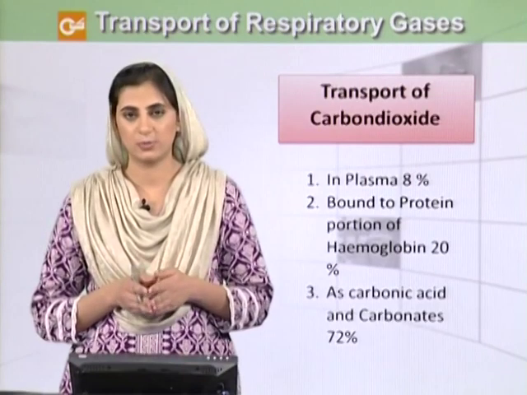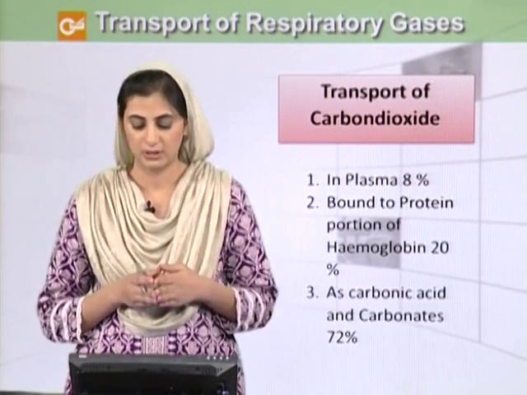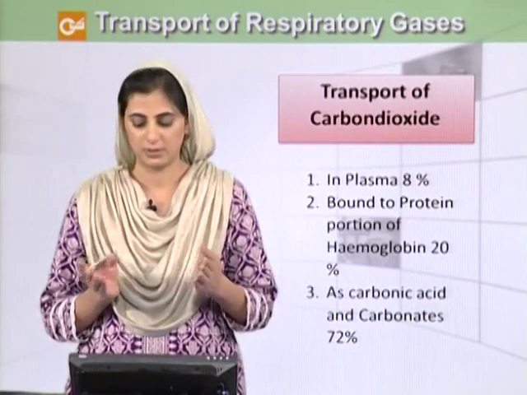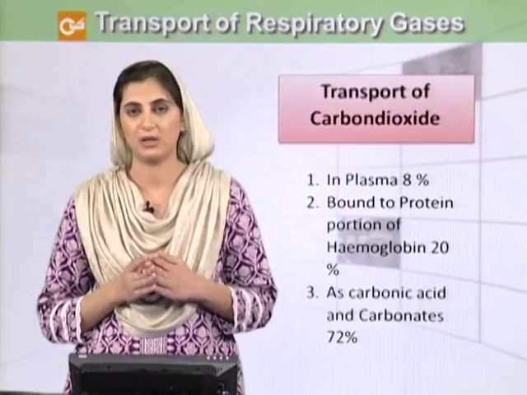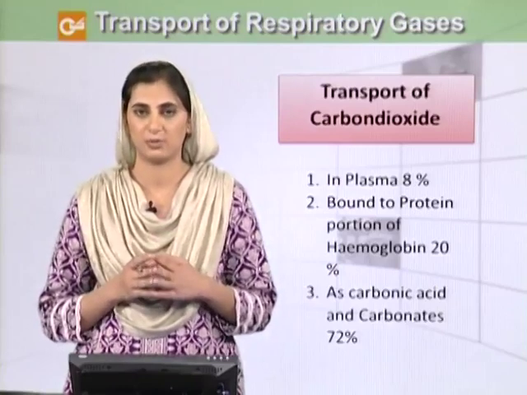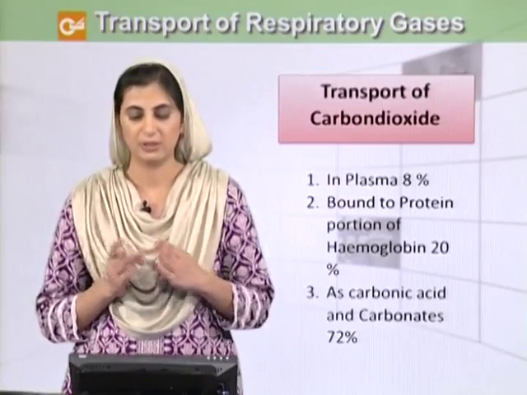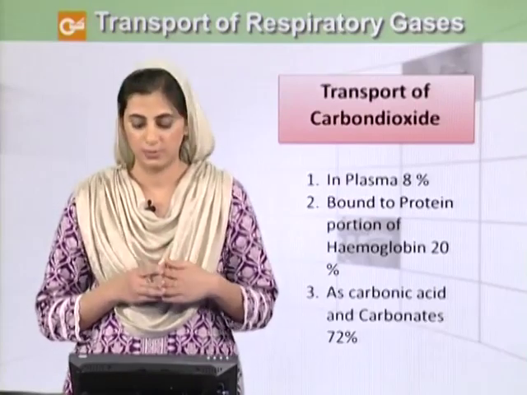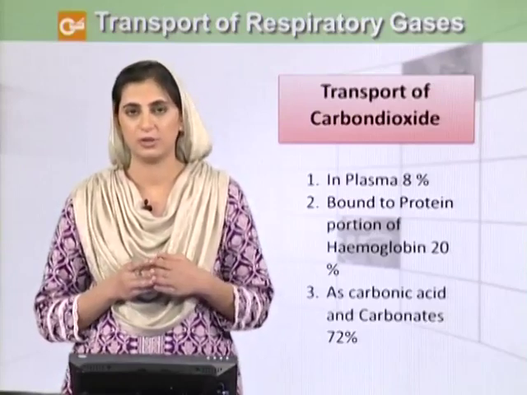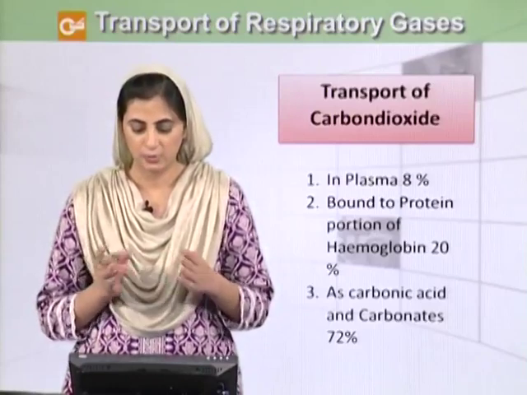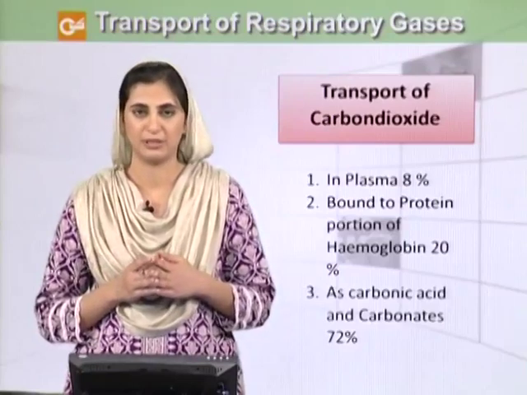So now we will study the transport of carbon dioxide. It occurs via 3 processes. Firstly, it is transported in plasma. Actually 8% of carbon dioxide is transported in blood plasma, and then 20% is transported bound to the protein portion of hemoglobin, not to the heme portion of the hemoglobin, and about 72% is transported as carbonic acid and carbonates.